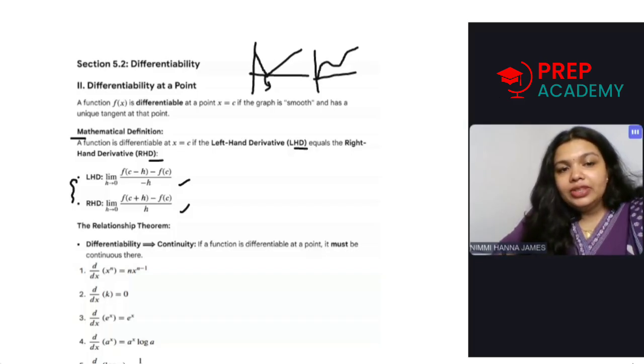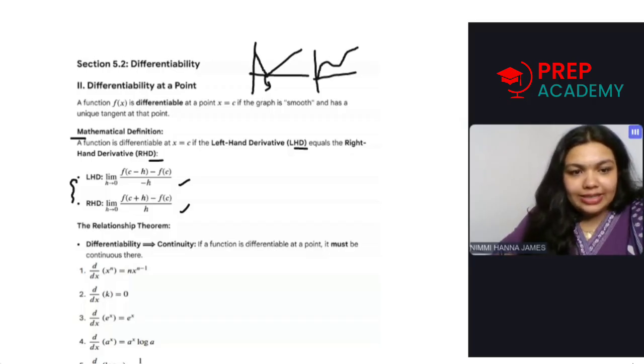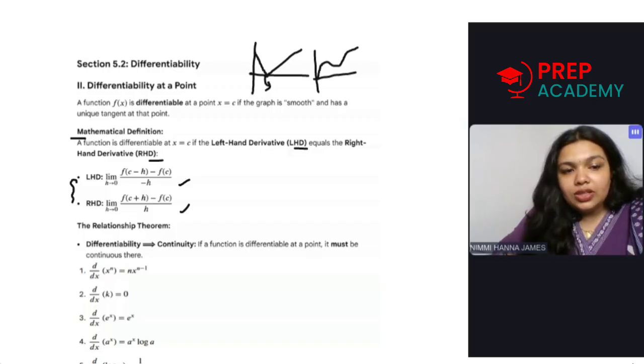Then we have the derivatives of many functions. All of this we have already learned in class 11. So all of these values you have to know by heart, then only will we be able to differentiate functions quickly. If a function is differentiable, then obviously it is a continuous function. Only if it is continuous can we differentiate a function. So all of these values, x raised to n, e raised to x, a raised to x, log x, you have to know.